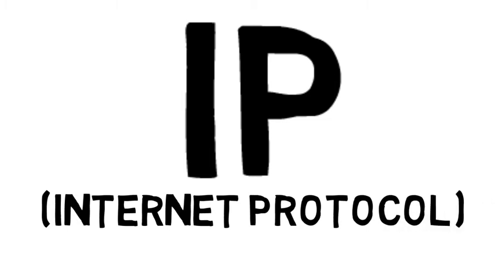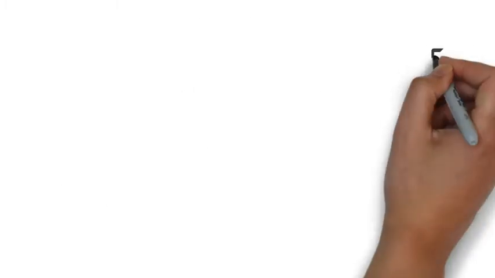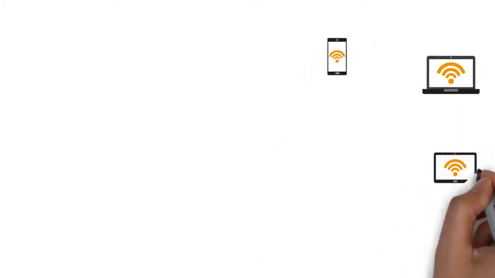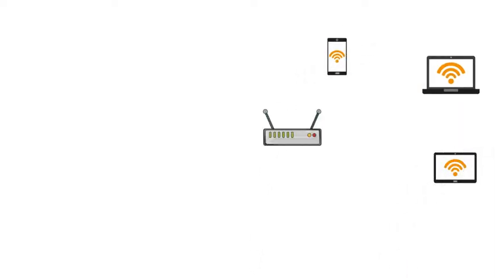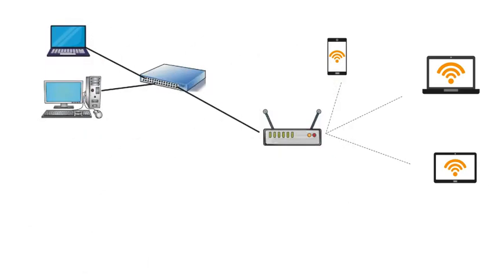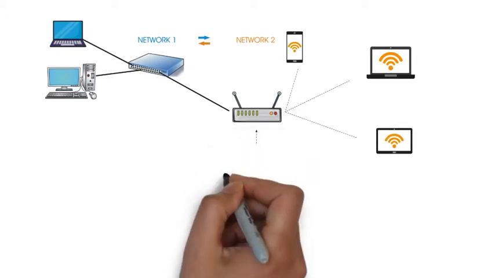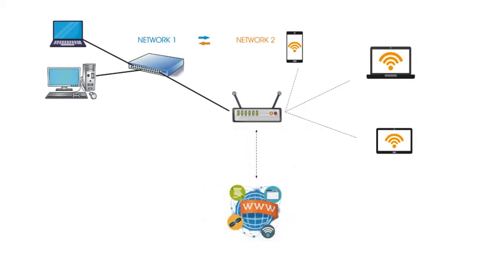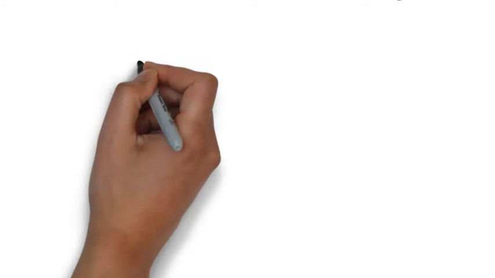IP means Internet Protocol. IP is a protocol that allows us to establish a communication between devices like computers, phones, tablets, etc. Also between networks and Internet. But what is an IP address?